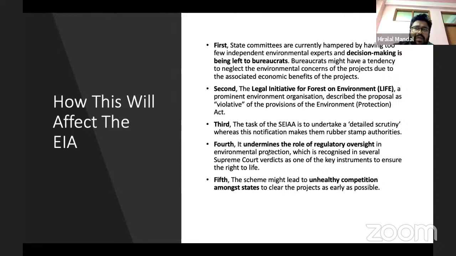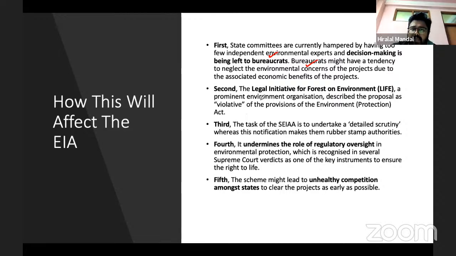All right. So how will this star rating system affect the environmental impact assessment? One thing is that there are already very few independent environmental experts in the state committees, which leaves the decision to be made by bureaucrats, and bureaucrats have a tendency to neglect environmental concern. That is because they focus more on the economic dividend rather than the environmental dividend, and they have already speeded up the process because the decisions are made by them, not by the environmentalists. So that is already under challenge. That's why this will further create more pressure on the environmental experts to pass projects on a speedy basis.